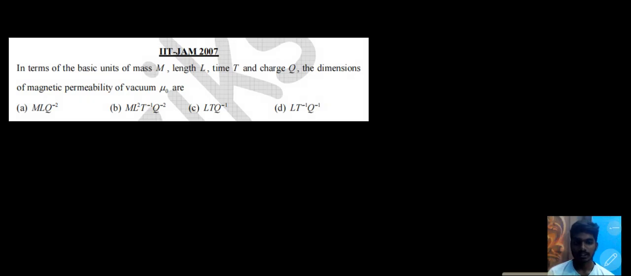Hello everyone, here the question says, in terms of basic units that is mass, length, time and charge q, find the dimension of magnetic permeability mu naught, the magnetic permeability of vacuum. Whenever you see the word magnetic, you have to use the Lorentz force to find it. What do you mean by Lorentz force?